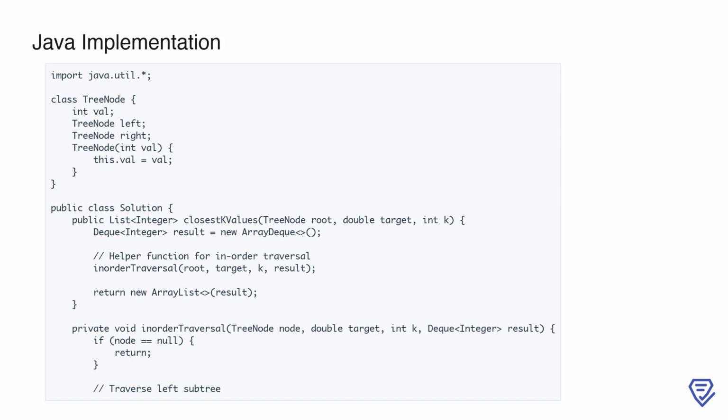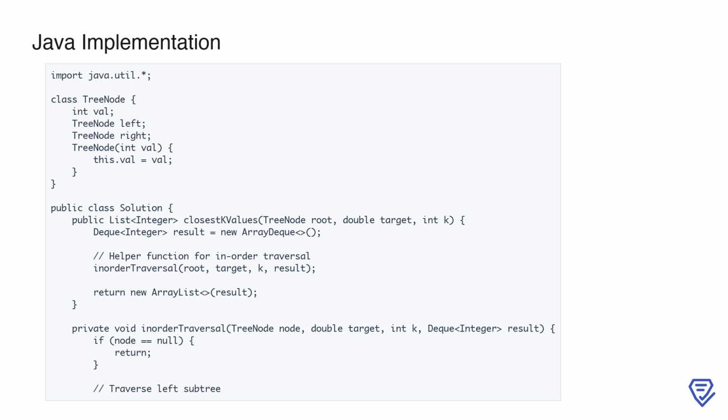This method takes in the root of the binary search tree, the target value, and the number k, which specifies how many closest values we want to find. Inside the method, we initialize a deque called result to store the k closest values dynamically as we traverse the tree. The core logic of our solution lies within an in-order traversal, performed by a helper method named in-order traversal.